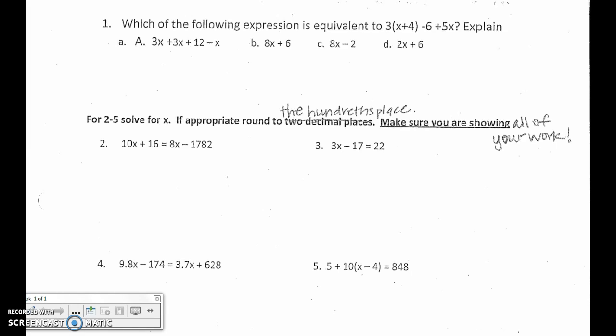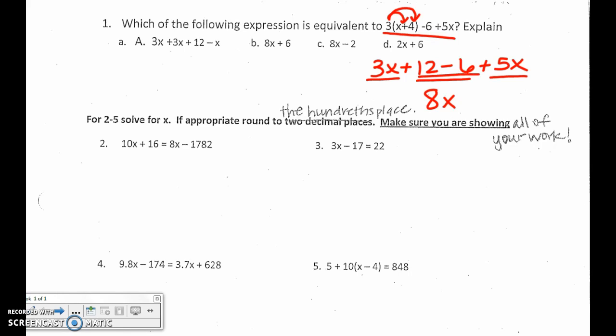So for number 1, they wanted you to find an equivalent expression, so one that is simplified compared to the one that we're given. Now I see parentheses, so I'm going to do the distributive property first. So I get 3x plus 12 minus 6 plus 5x. Then I see that I can combine some like terms. I have a 3x, I have a 5x, so I'm going to make that an 8x. And then here in the middle I have 12 minus 6, so I get plus 6 here. So B would be your answer for number 1.